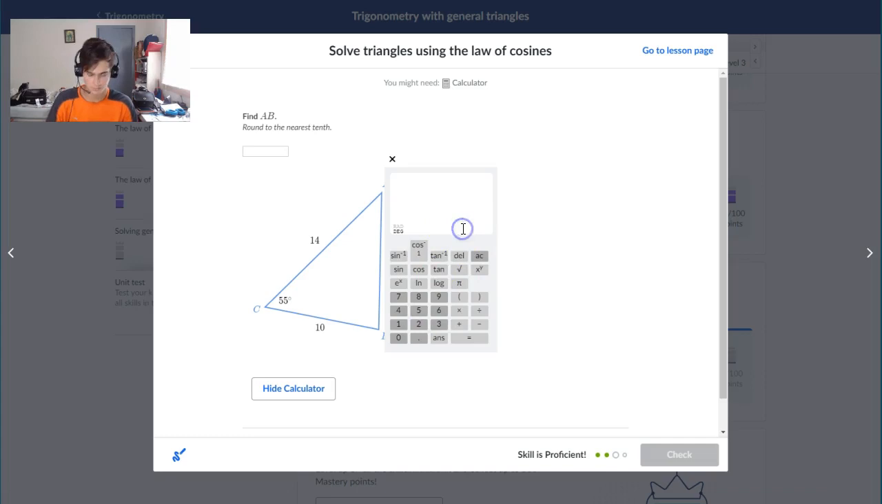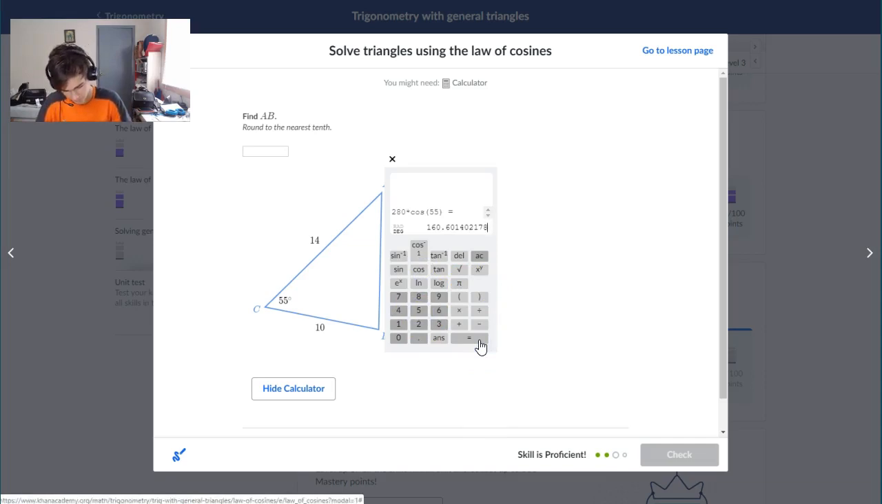Oh, whoops. I guess I'll have to type it in with my mouse. Okay, so that equals 160.6. So now let's do the subtraction. 296 minus 160.6. Let's type that into the calculator.